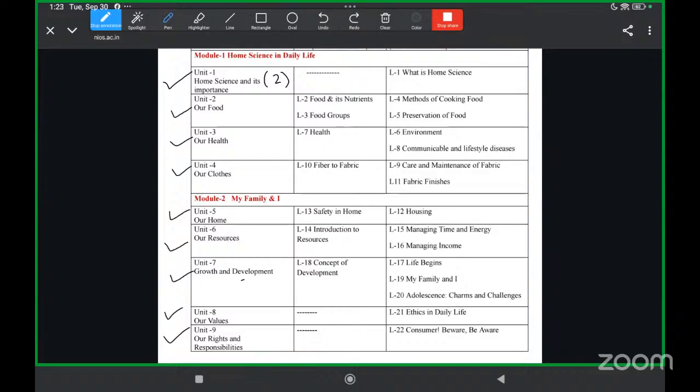Growth and development is 16 marks. You will get questions from just these three chapters: Life Begins, Family and I, and Adolescence: Strengths and Challenges. So what to do? You study these three chapters very nicely. This is how you study according to the weightage of the units.